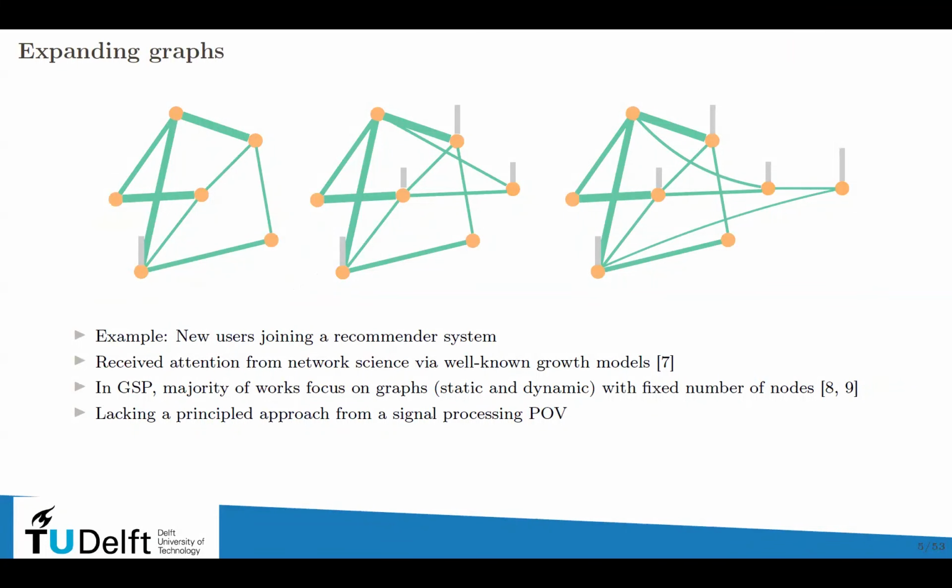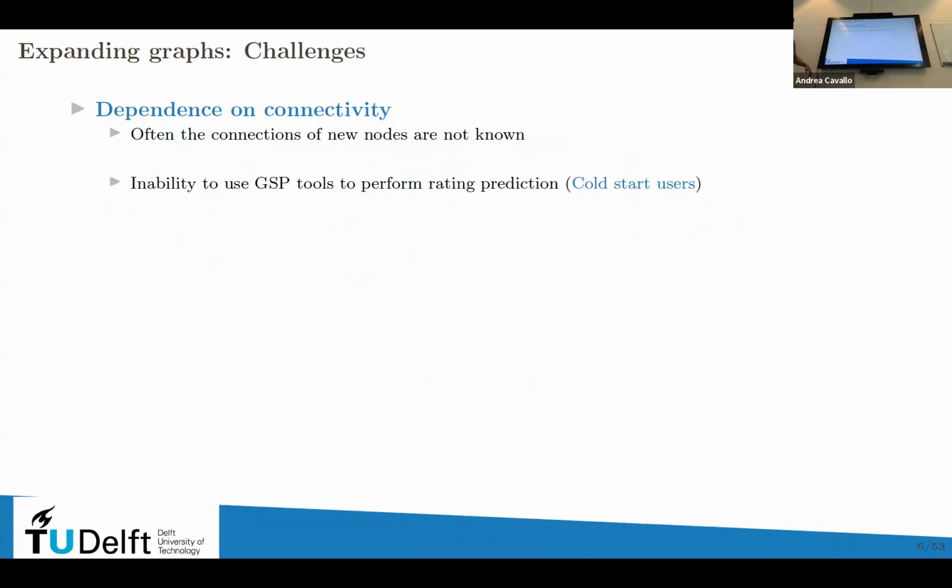Now, a lot of pre-existing works on graph signal processing have focused on graphs of fixed size, in some cases with changing edges. So the goal of this talk is to give an overview of some approaches which have tried to give a signal processing perspective of how to do signal processing on expanding graphs, and give a somewhat unified view on it, right?